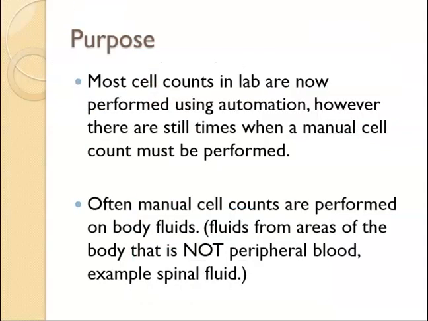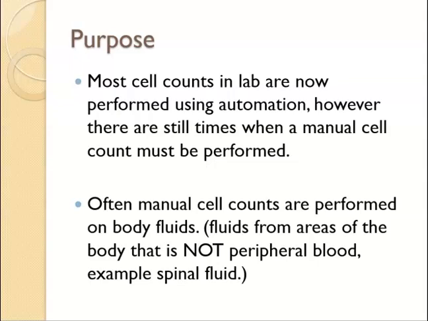So the purpose of doing a hemocytometer lab is to count cells in the laboratory manually. Most cell counts are now performed using automation or automated analyzers. However, sometimes it is necessary to still perform manual cell counts. Often cell counts are performed on body fluids, but it is possible to still do cell counts on peripheral blood.